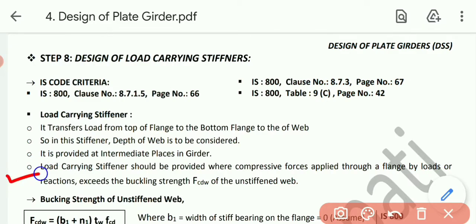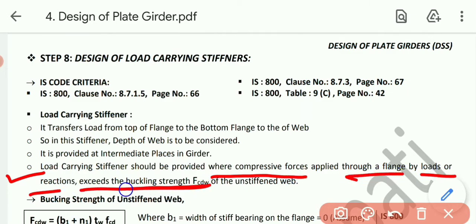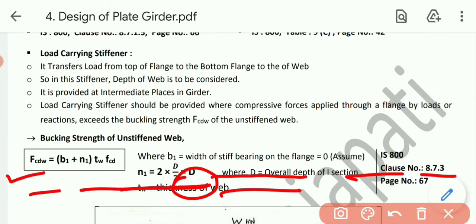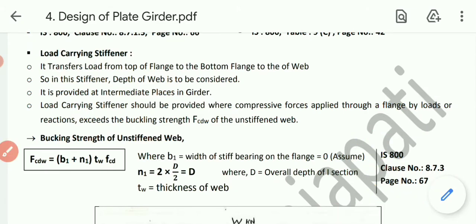Now, a load carrying stiffener should be provided where the compressive forces applied through a flange by loads or reactions exceed the buckling strength FCDW of the unstiffened web. So for that, first of all we will use this formula on page number 67. Just a minute, let me take you to the code.